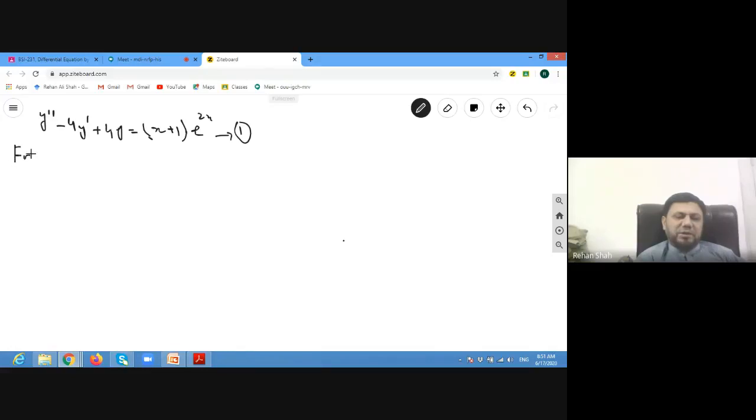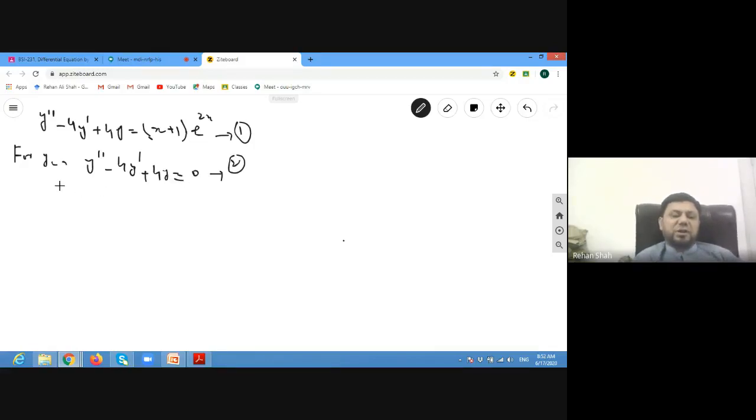For yc, what will we do? For yc, we take y double dash minus 4y dash plus 4y equal to 0. This is now a homogeneous equation. For yc, we make this equation homogeneous and solve. So what will be the solution of this?